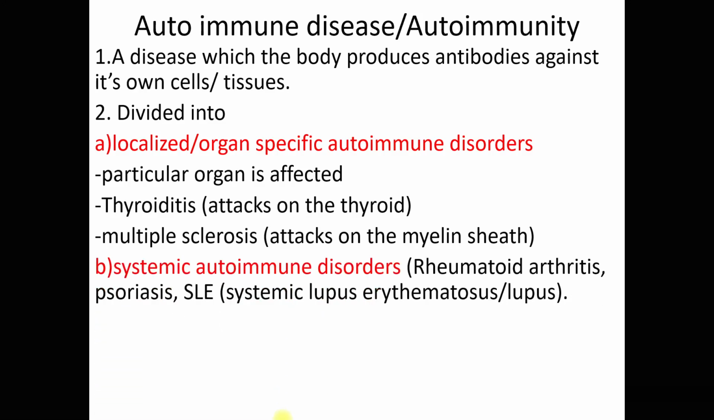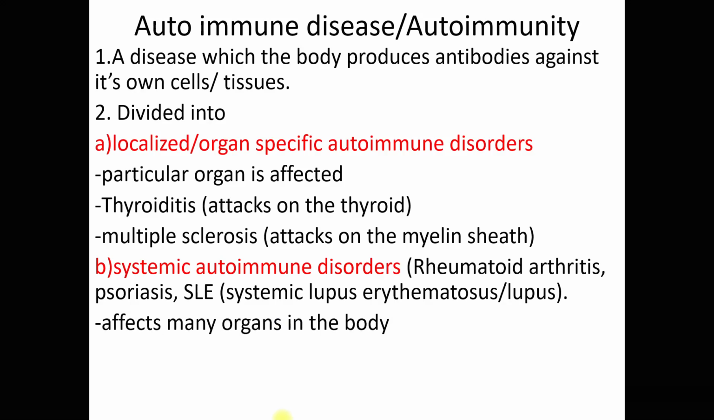Bahaya kan? Okay, now another type of autoimmune disease is the systemic autoimmune disorder. Examples of systemic autoimmune disorders are rheumatoid arthritis, psoriasis, and SLE. SLE is systemic lupus erythematosus, or lupus. I'm sure you have heard of SLE before, okay? And this autoimmune disease can be inherited. Meaning to say, if you have this, you may pass on your autoimmune disease to your offspring, to your children.